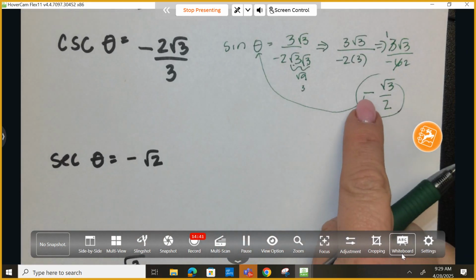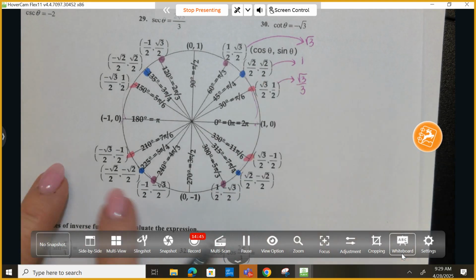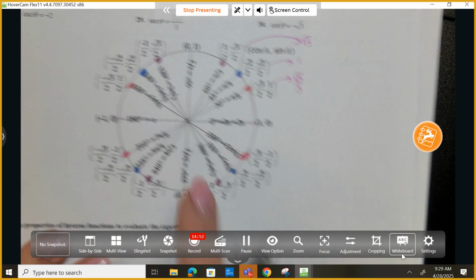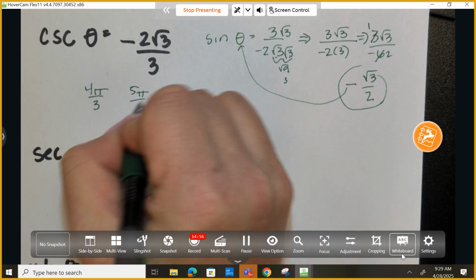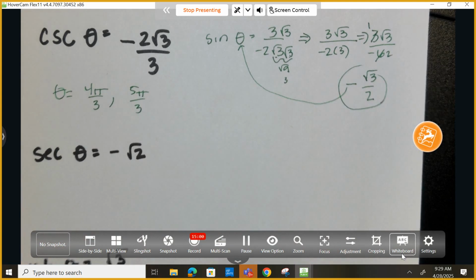Now let's find, where can I find a negative square root of 3 over 2? For the sine, that's the second value. So sine is the second, oh, there's one place. So write down 4 pi over 3. Oop, there's another place. Write down 5 pi over 3. 4 pi over 3, 5 pi over 3. Those are our two values that make this true.